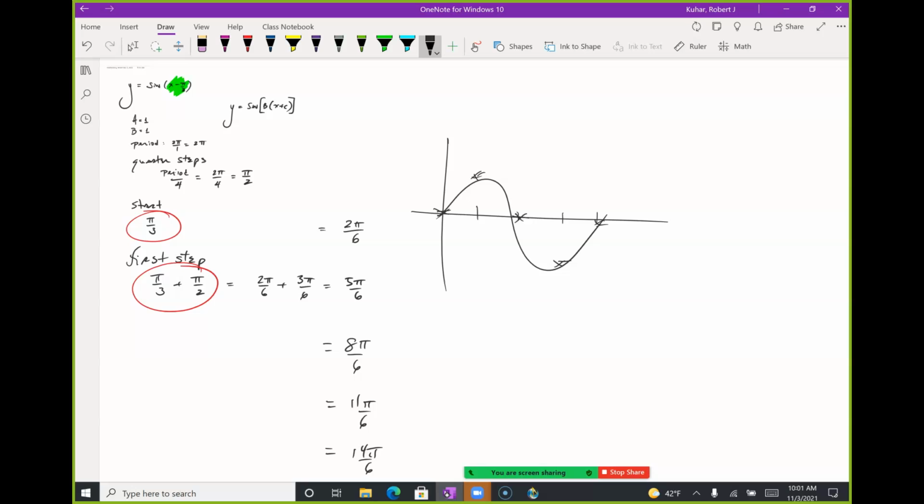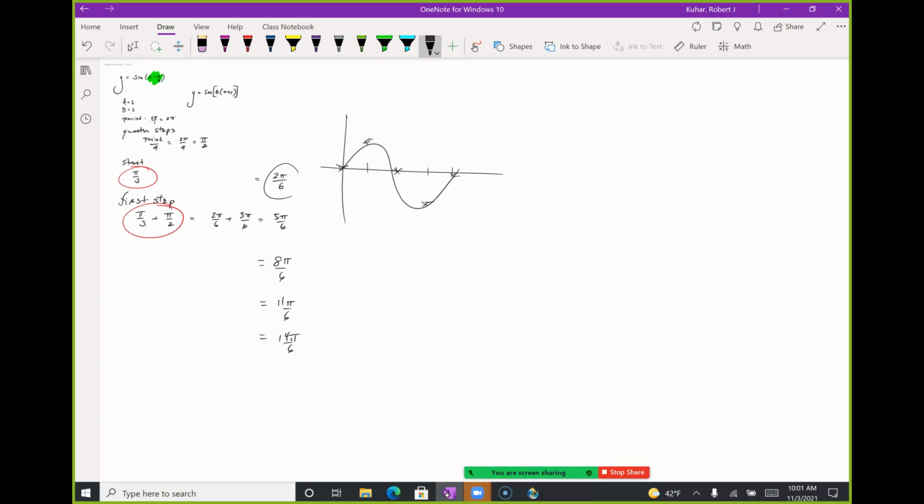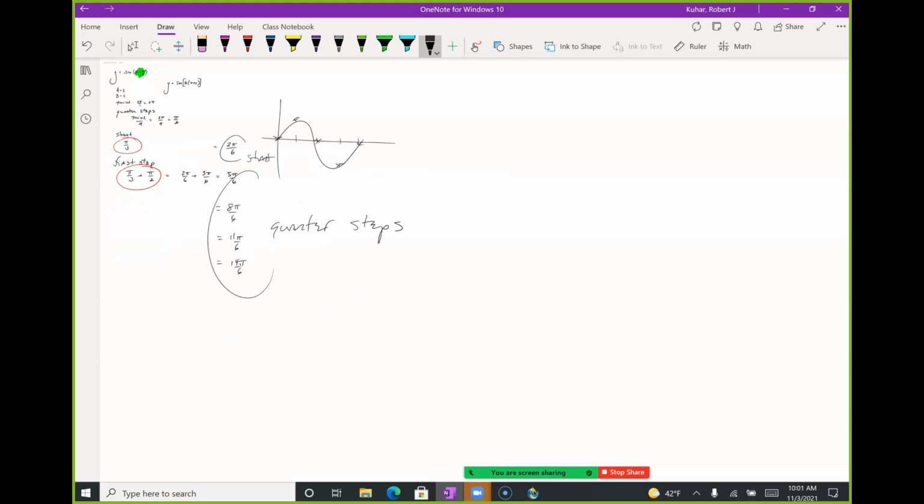I know it's arithmetic. I know I'm adding the same thing every time. So once I see what I'm adding to the first term, I get what I add to the second term, to the third term, and then those are my quarter steps. This is my start, and these are my quarter steps. So now I'm ready to graph it.